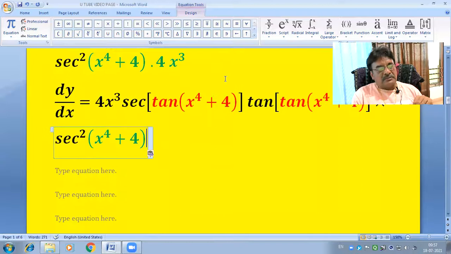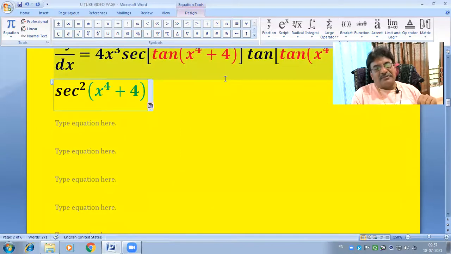So this is the process for finding the derivative of the given composite function, with the help of, that is, here we use indirectly the chain rule.